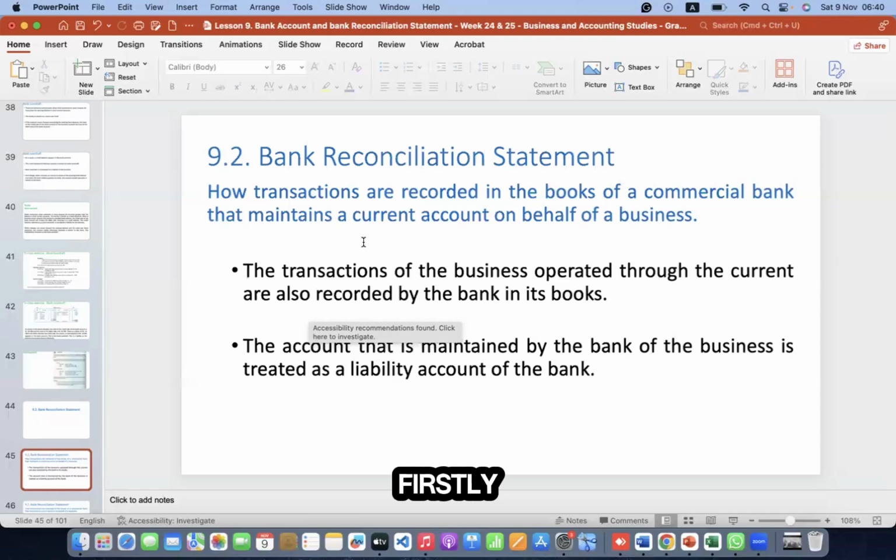Firstly, we will look at how transactions are recorded in the books of the commercial bank that maintains current accounts on behalf of the businesses.